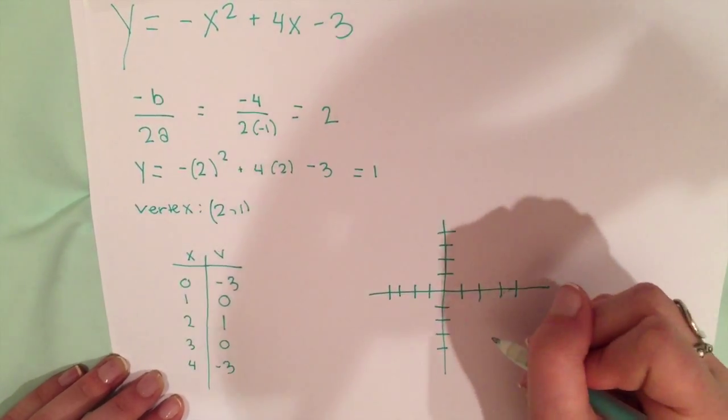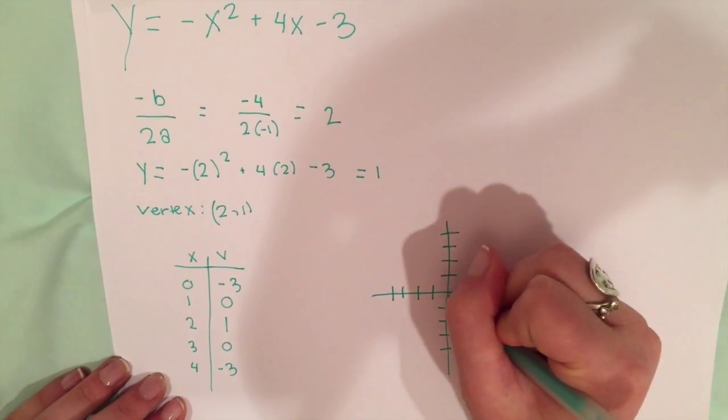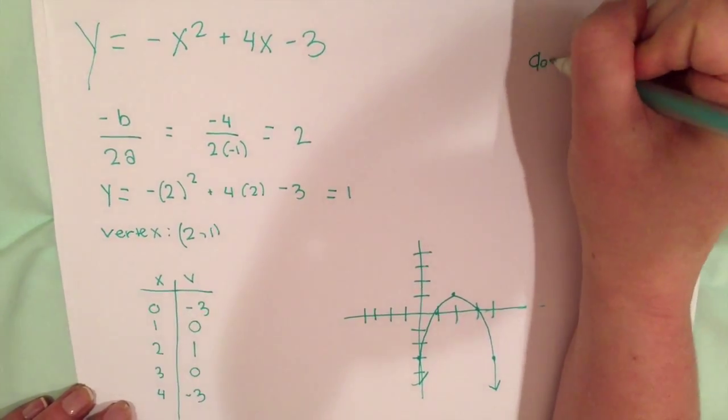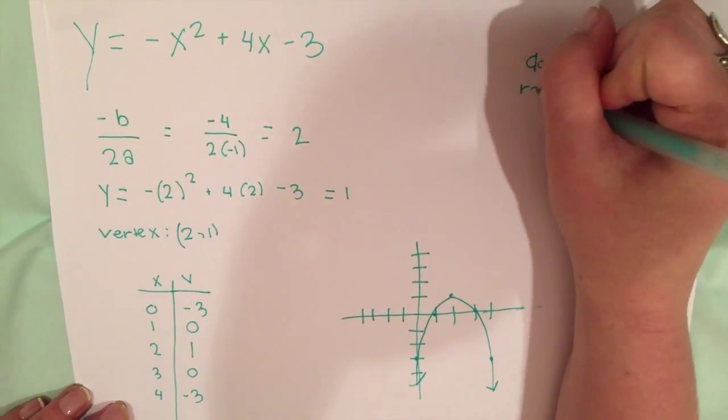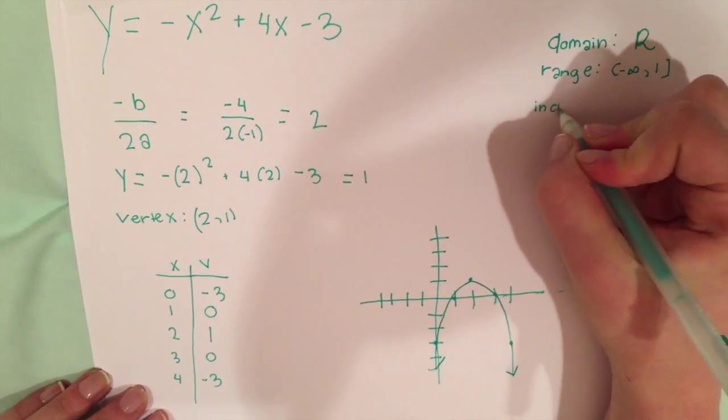Then you plug in 2 points to the left of the vertex and 2 points to the right of the vertex, and this is your graph. Your graph is a down U since a is negative. The domain is all reals, and the range is from negative infinity to 1 inclusive. It's increasing from negative infinity to 2, and is decreasing from 2 to infinity.